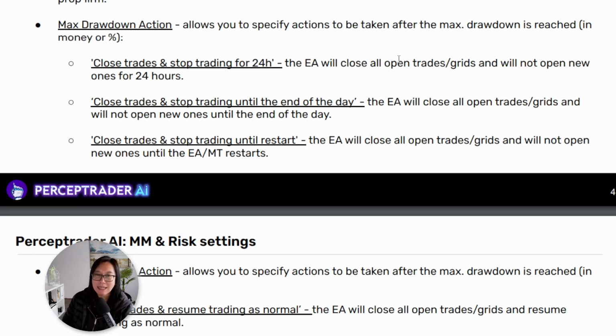The market does occasionally tend to have big, huge moves, and it generally calms down within 24 hours. If you really wanted to be safe, then you would use close trades and stop trading until restart, and then you would have to manually restart it. But I obviously can't test that function because it is up to your discretion when you restart it. So I'm going to test with close trades for 24 hours.